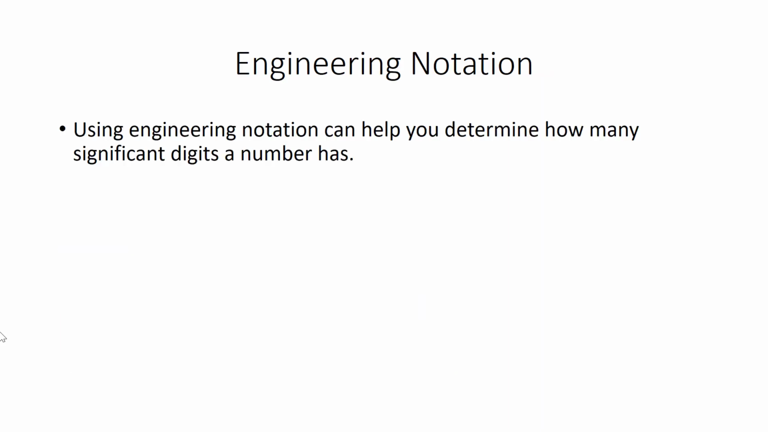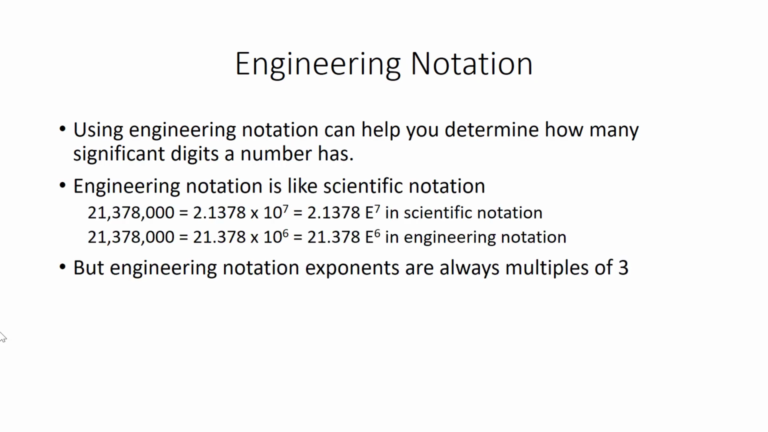Using engineering notation helps you to determine how many significant digits a number has. It's an easy way to do that. It's like scientific notation. However, in scientific notation, you always have one number before the decimal and then any number of digits after the decimal, and then you report an exponent as any digit. But in engineering notation, you'll either have 1, 2, or 3 numbers before the decimal, and the exponent will always be a multiple of 3.